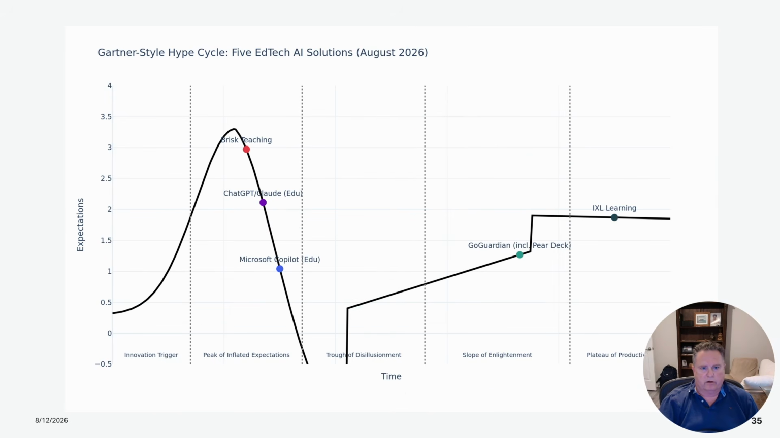This is an example of our Gartner style hype cycle of our 5 EdTech AI solutions. And you can see Brisk Teaching is near the top of the peak of inflated expectations. And our large language models, ChatGPT and Claude EDU, are also in the peak of inflated expectations, a little further along. Microsoft Copilot as well. You have the trough of disillusionment here. Under slope of enlightenment, you find GoGuardian, including Pear Deck. Plateau of productivity, you find IXL Learning.